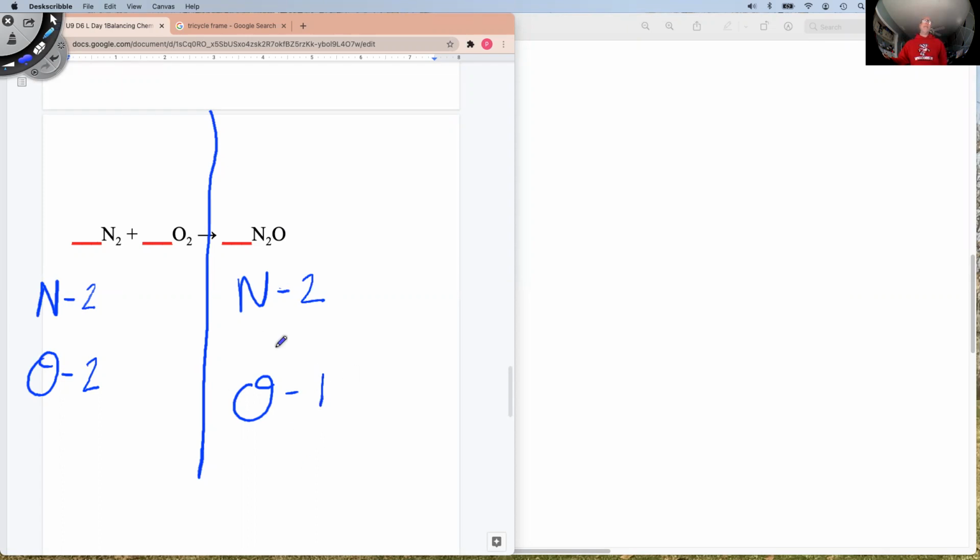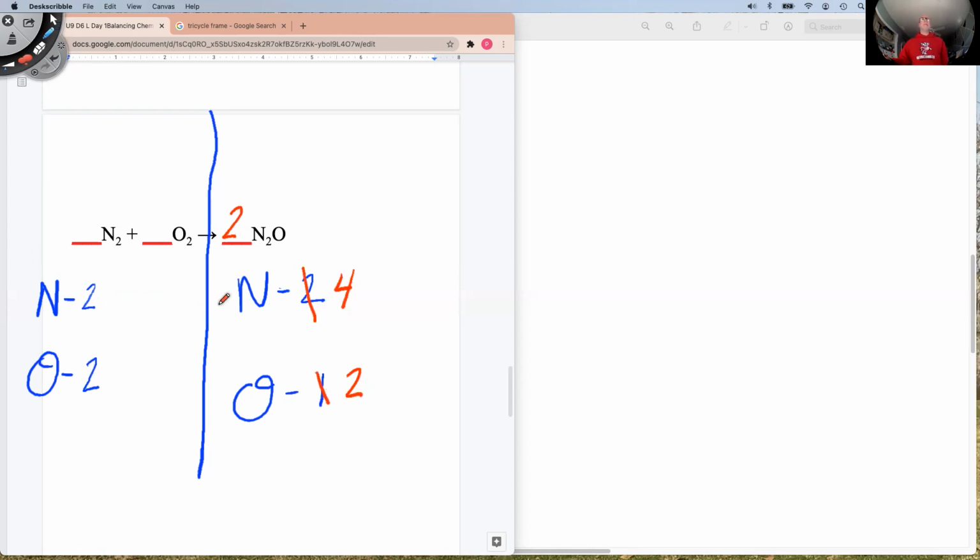I need to increase the amount of oxygens on this side. And I can't go, oh, let's put a 2 there. Not allowed to do that. You have to only put coefficients. So let's just double that up. I'll change the color to red and put a 2 in front. What does that do? Now that gives us 4 nitrogens because you're multiplying it out, and 2 oxygens. So now the oxygens are balanced, but the nitrogens are not balanced.